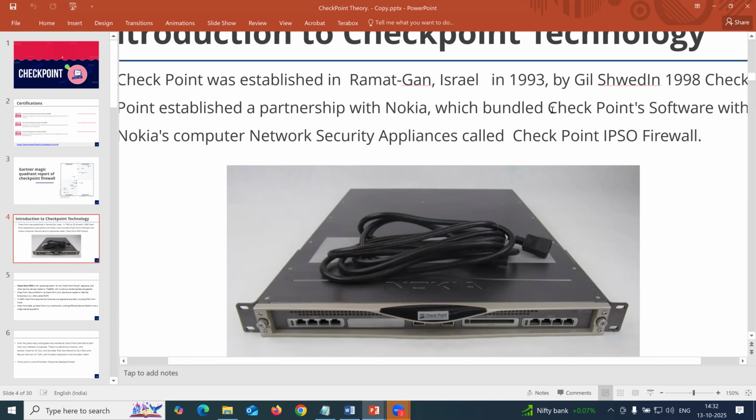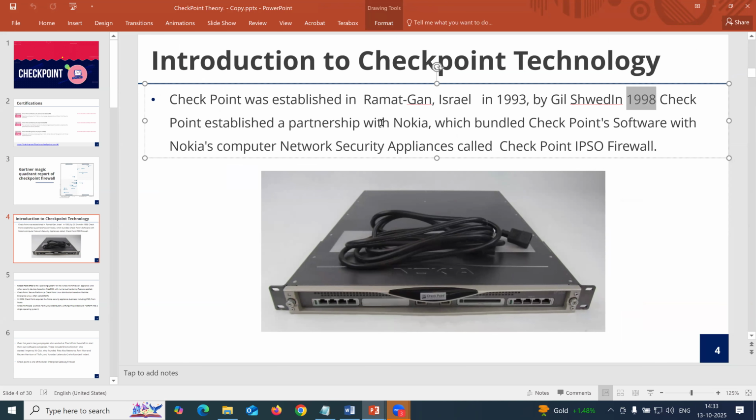Now, initially when Checkpoint introduced a firewall, it was only software based. Later, they collaborated with Nokia. In 1998, they did a partnership with Nokia. Why? Because the software was with Checkpoint, but the hardware wasn't there. So Nokia gave hardware and Checkpoint gave software. They collaborated together and made a bundle and called the first firewall an IPSO firewall.